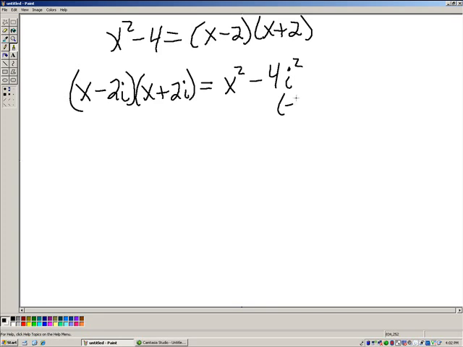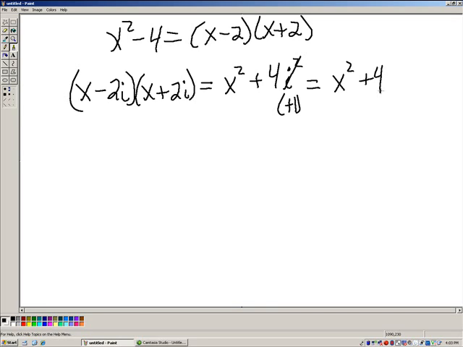And we know that the i squared is negative 1, so we can cancel that out. And negative and negative make a positive. So now instead of x squared minus 4, we have x squared plus 4. And when we were dealing with the special products, we would look at that and say, well, that's a sum of squares. We can't factor a sum of squares. We can only factor a difference of squares. But now that we have the i in our toolbox, we can factor a sum of squares. All it does is put an i on the second term of the factors.